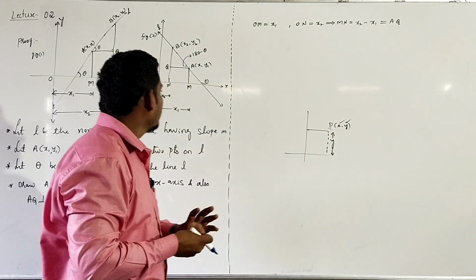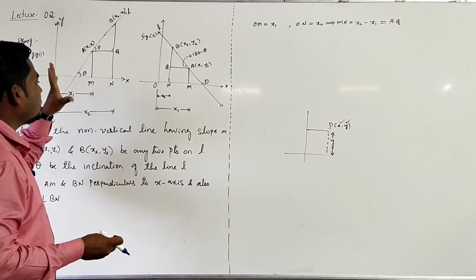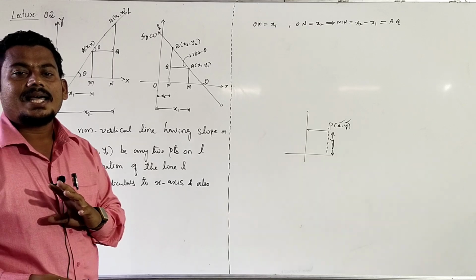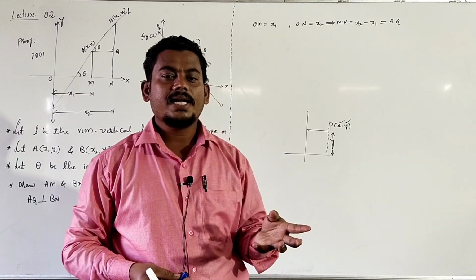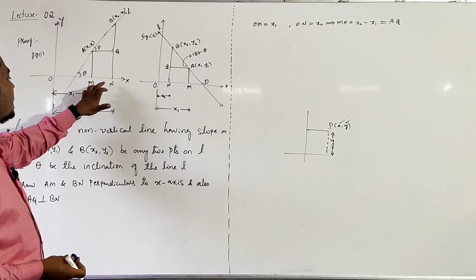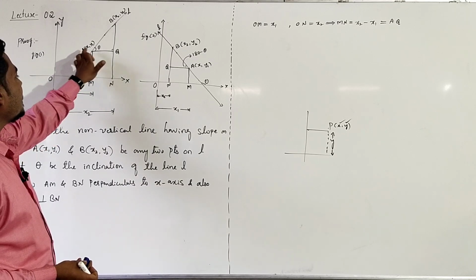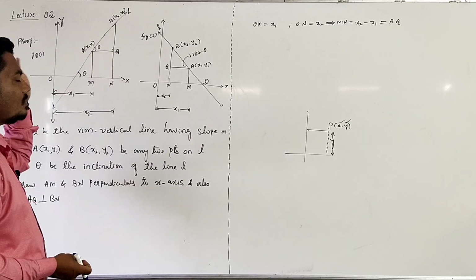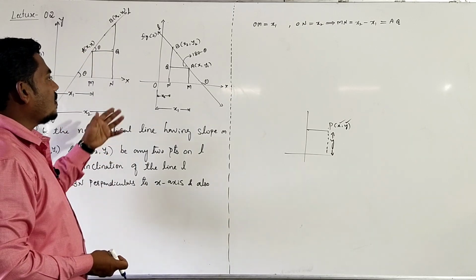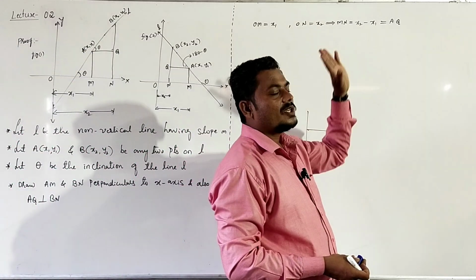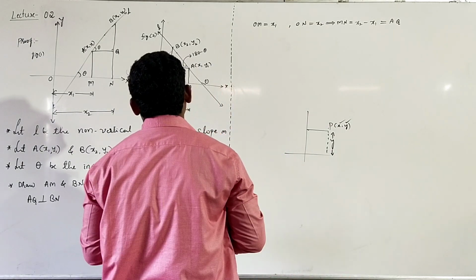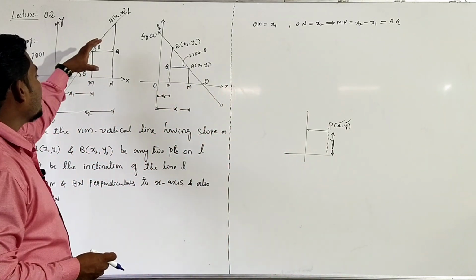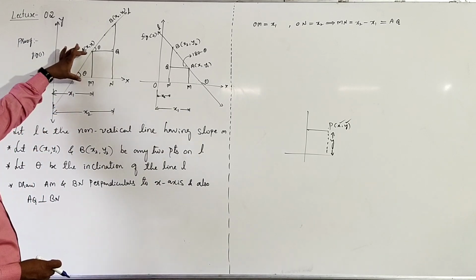Why? Because AQNM is a rectangle. In a rectangle, opposite sides are equal, so MN is the same as AQ and QN is the same as AM. So the MN value is the same as the AQ value, right? After that, what is the BN value, or else what is the AM value?